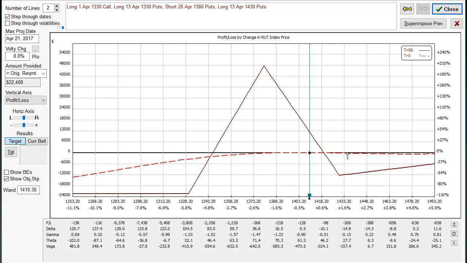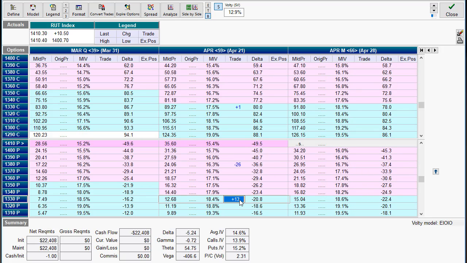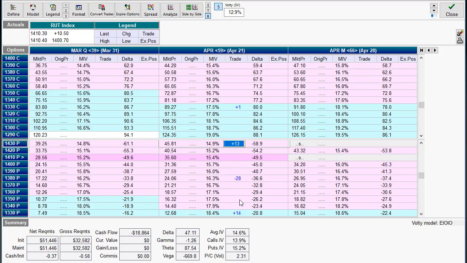I'd even go a little bit farther than that because I don't like this T+0 line dipping down underneath the 0 line on the x-axis as you get above that upper long wing. So in this particular case, I may even do 14. I may even do 15. Let's see what 14 looks like, however.